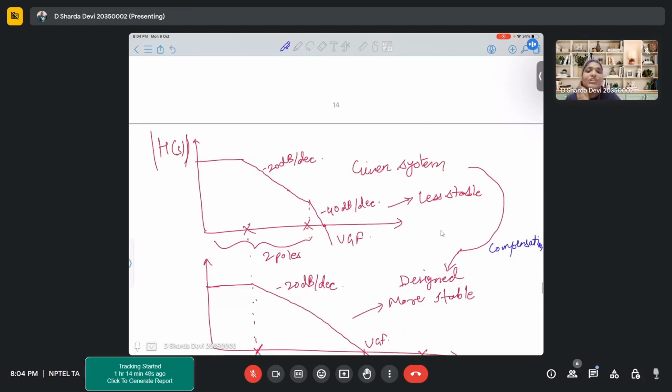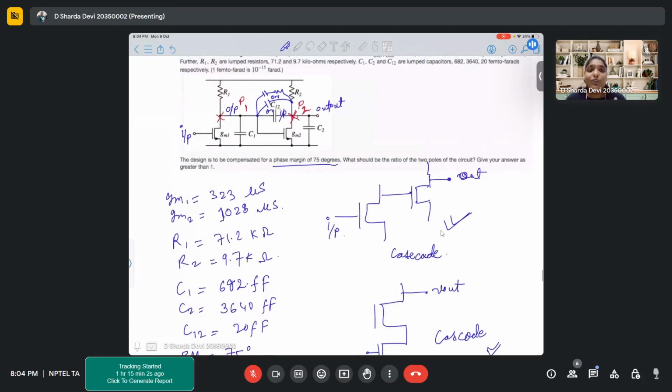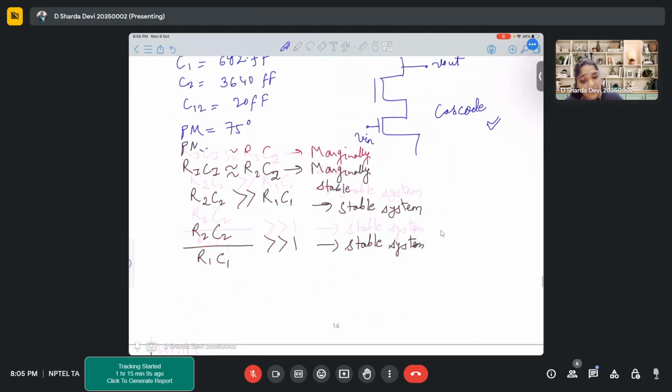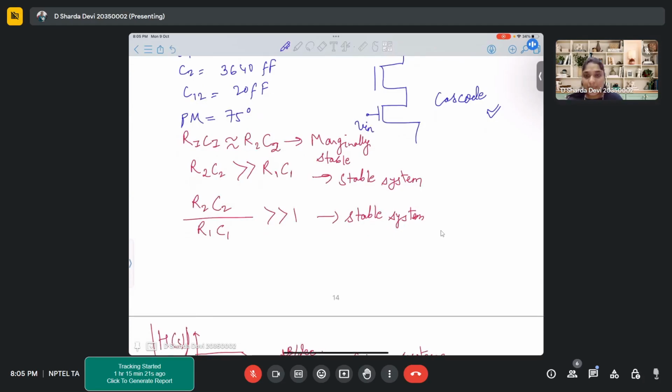Second idea is we are shifting these poles and zeros and also introducing some zeros and poles to modify our transfer function. So this method is known as compensation. Clear? And with compensation, we try to stabilize our system. So now in this particular question, we were asked to design the circuit with a phase margin of 75 degrees. So what will be the ratio of the two poles?